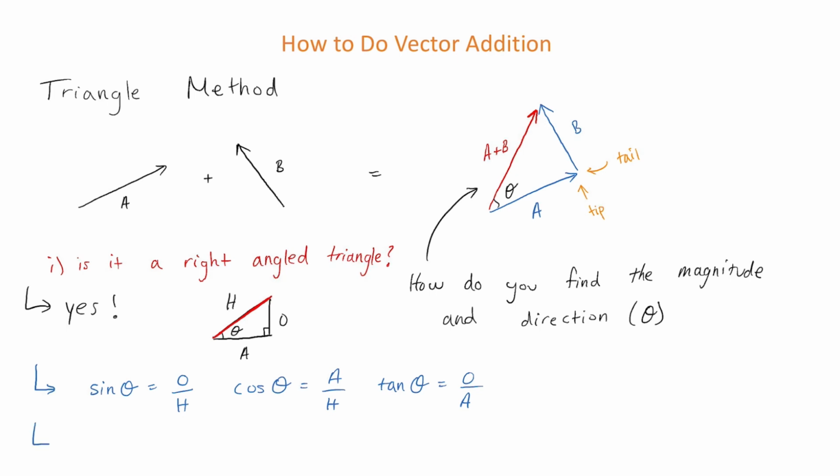We can also use Pythagorean theorem, which says c squared is equal to a squared plus b squared. And remember, c is the hypotenuse of the triangle, and a and b are the other two sides. So you can use these equations to solve for the resultant when your vector addition forms a triangle.